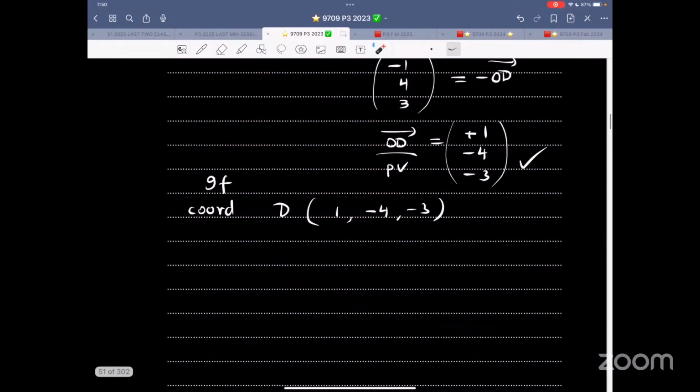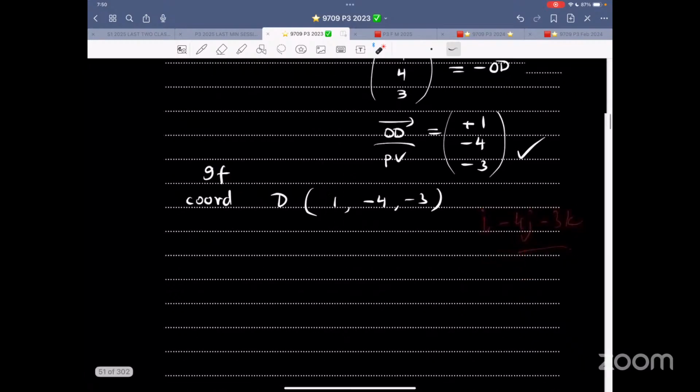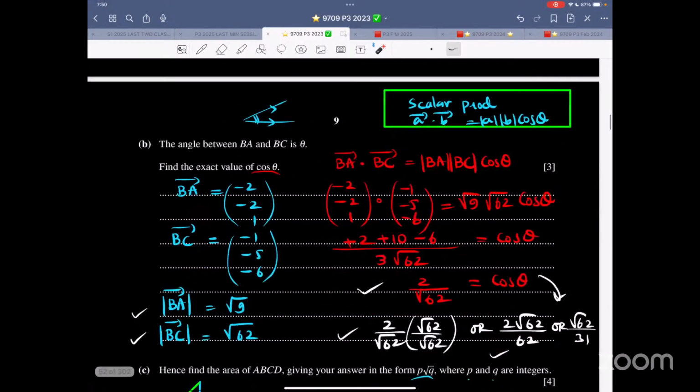The next one, if they were asking for coordinates, we would write it like this. If they are asking for position vector, we can write in the column vector form like this, or i minus 4j minus 3k. That is also the position vector. The angle between BA and BC is theta. Find the exact value of cosine theta. Exact value, focus on that. Cosine theta, they are not asking for the angle.